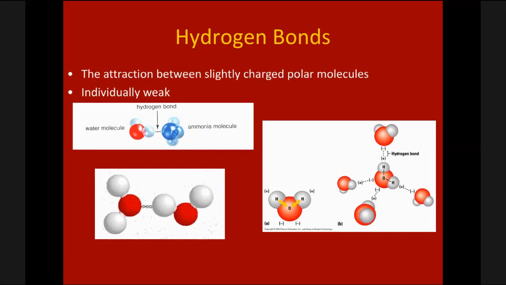So hydrogen bonds form between polar molecules or charged molecules. On the top image here, you're looking at a water molecule. Notice how the red is the oxygen and the two little blue bubbles are the hydrogen. And you're looking at an ammonia molecule. That ammonia molecule is also polar. So you're seeing a hydrogen bond can form between two different molecules. Does this make sense? Hydrogen bonds?